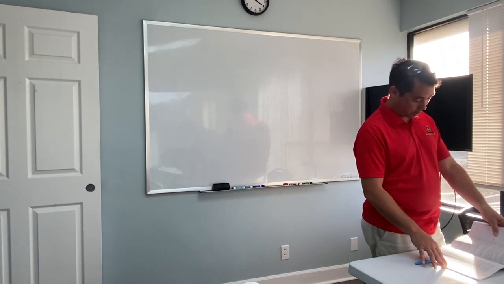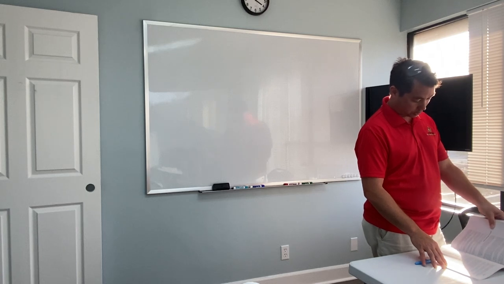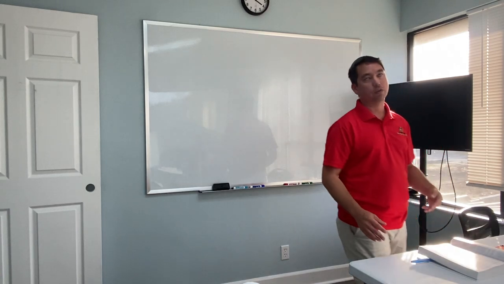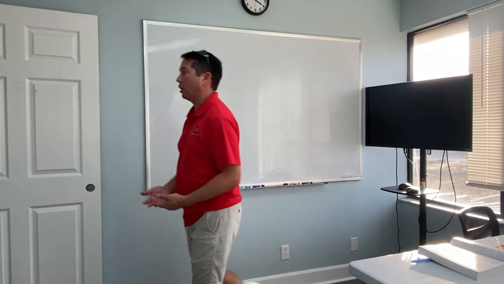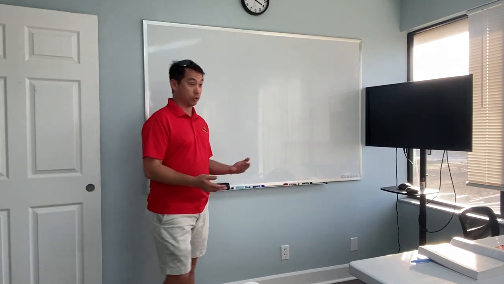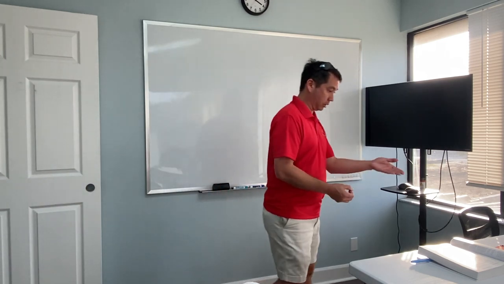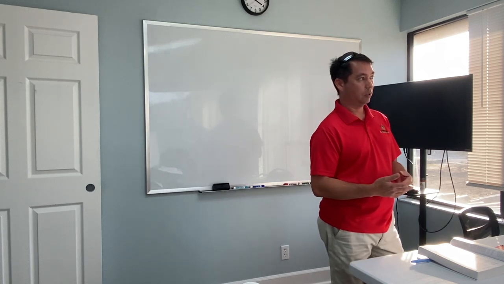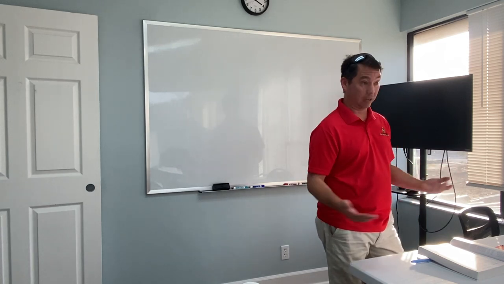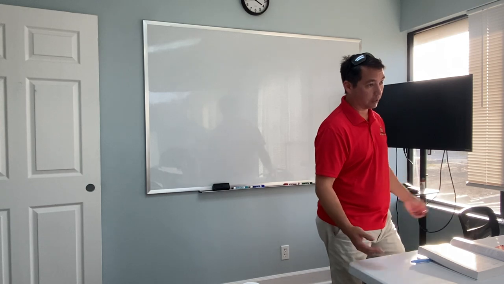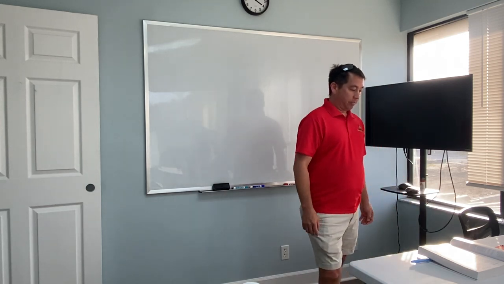Temporary broker must be registered with DBPR no later than 60 days. So you have up to 60 days to register. After 60 days, you have to cease to do anything. At that point, you're done. So then the other agents have to find a new home.